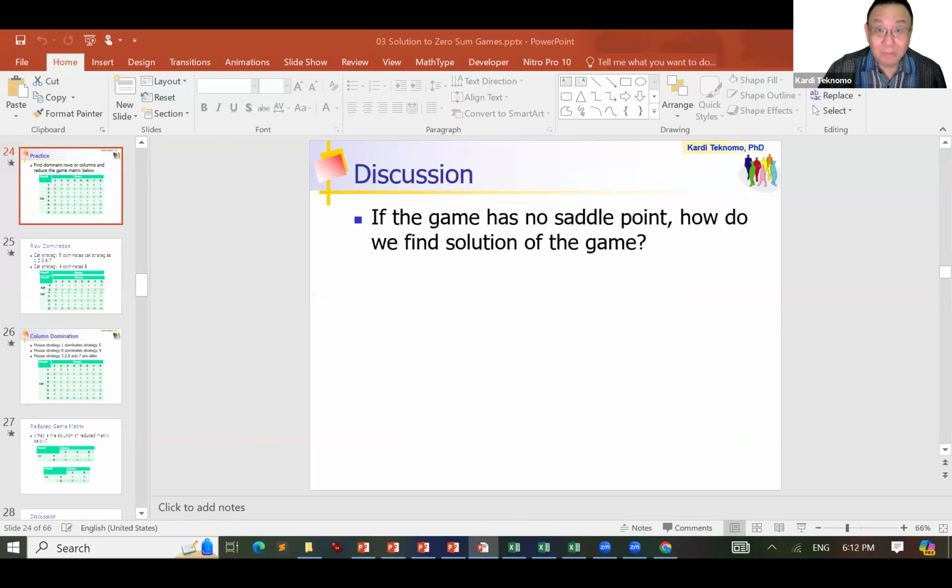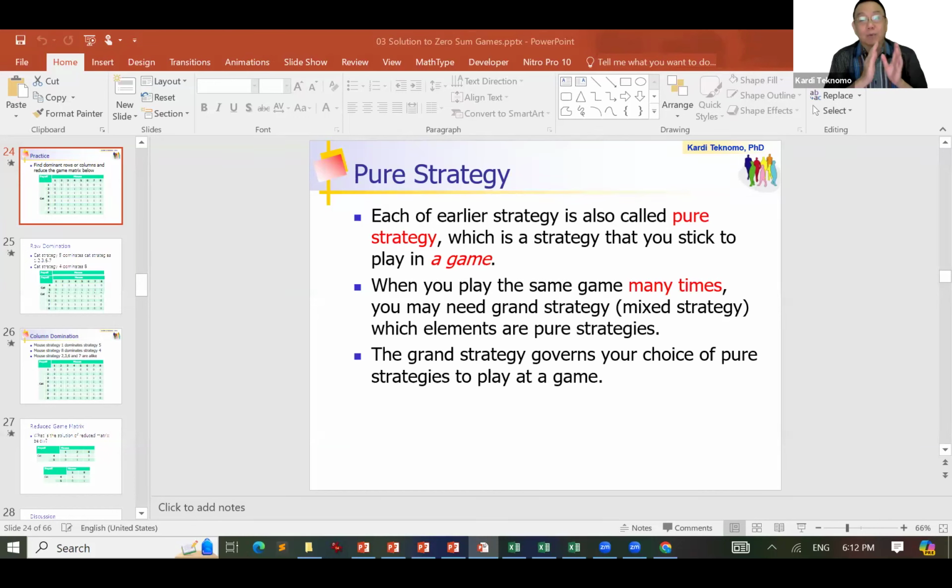Okay, so if the game has no saddle point, how are we going to find the solution of the game? In that case, you introduce what is called probability. So we have a new term now. A game of pure strategy, like the earlier games, means you only play the game one time. But when you play the same game many times, then you need a grand strategy. We call this mixed strategy.